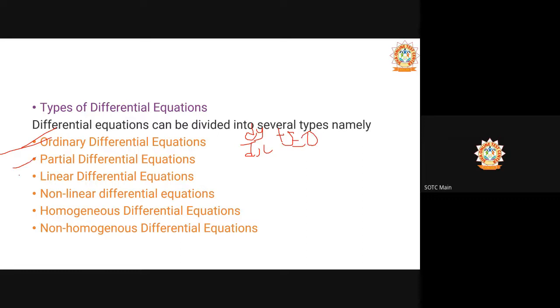Next, partial differential equation. A partial differential equation is a differential equation which has partial derivatives. A simple example: dou y by dou x plus 6x is equal to 0. This is a partial differential equation.